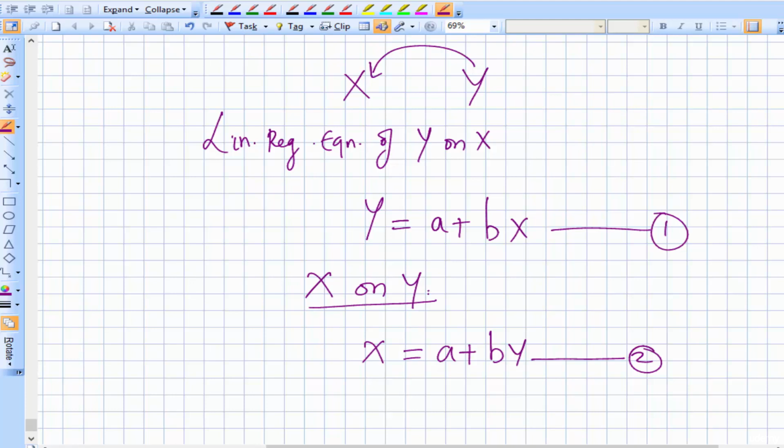Now we have a question, what are this a and b? I'm saying that a and b are constants. So with this equation, we can estimate y from the known value of x. Similarly, we can estimate x from the known value of y. So this is how the regression equations are going to help us in projecting or estimating the values.